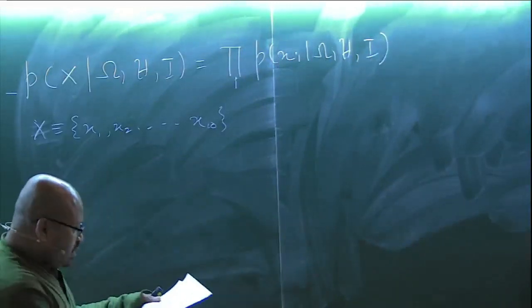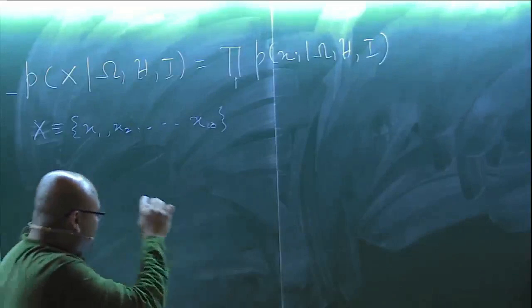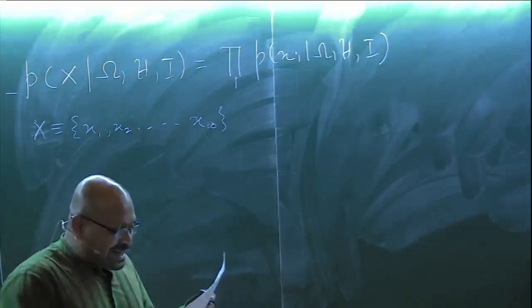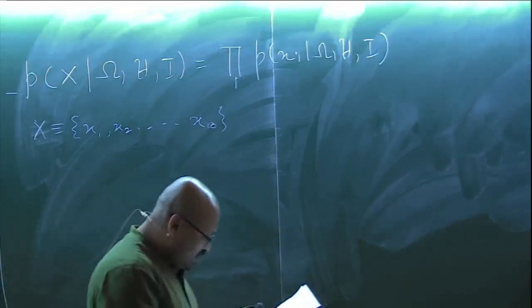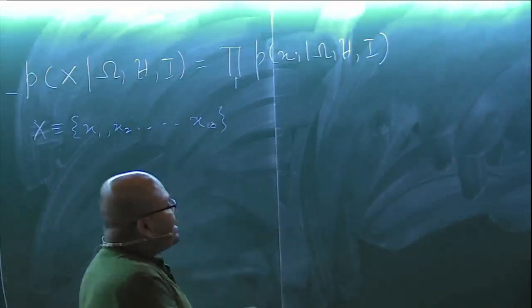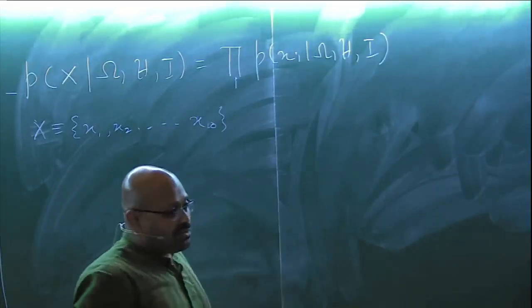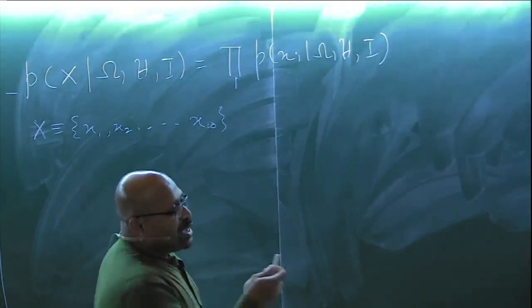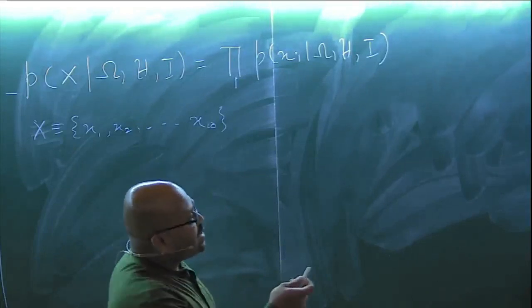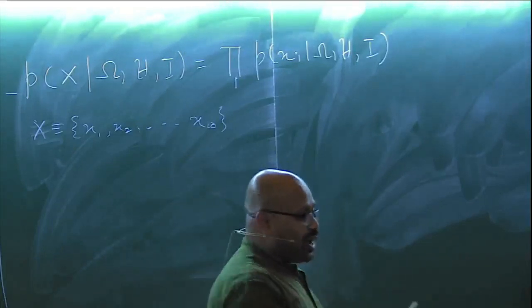Okay. So for independent detections, the likelihood factorizes as a product of individual likelihoods. And this is how you combine information from different events. You should take the likelihoods from the individual events and you should multiply them together. This is what justified the figure that I was drawing.